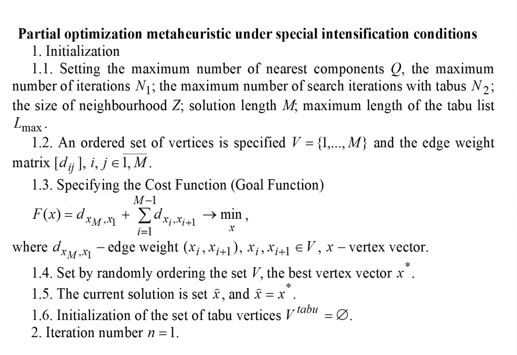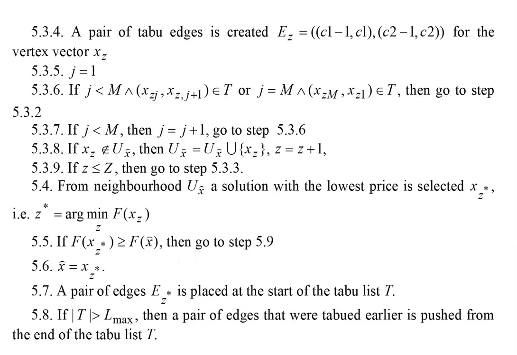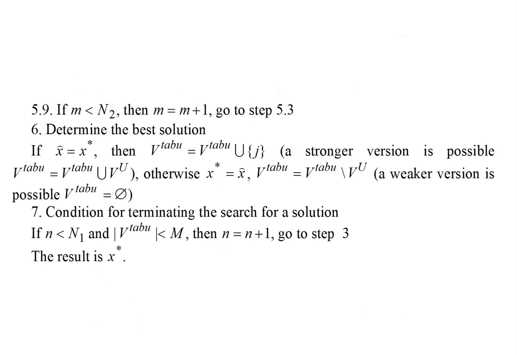Partial optimization metaheuristic under special intensification conditions. Initialization. Iteration number n equals to 1. The number of the solution component is randomly selected. Creating a set of vertex numbers. Optimization procedure, use of search with prohibitions. Determine the best solution. Condition for terminating the search for a solution.